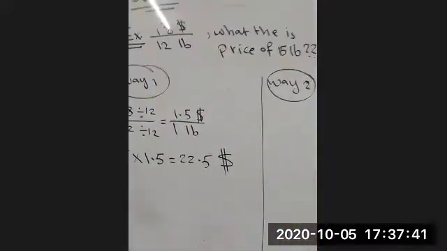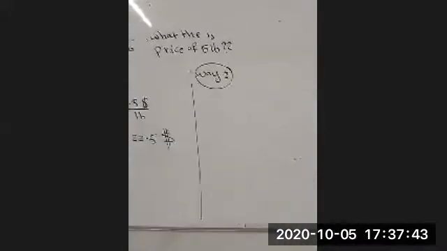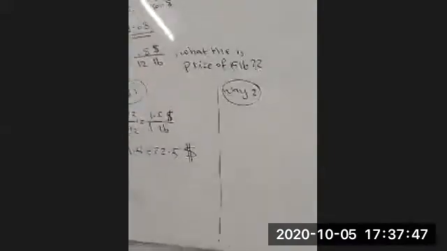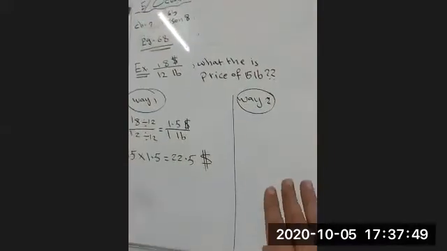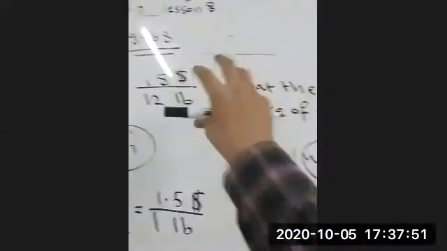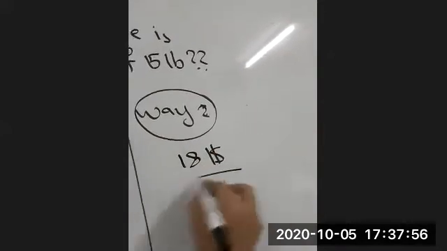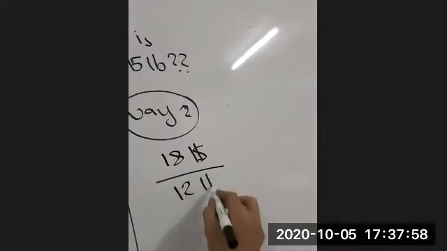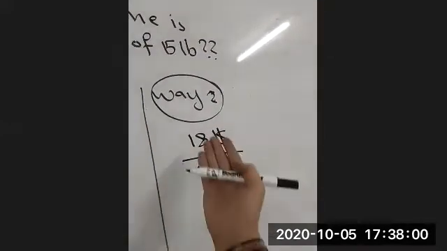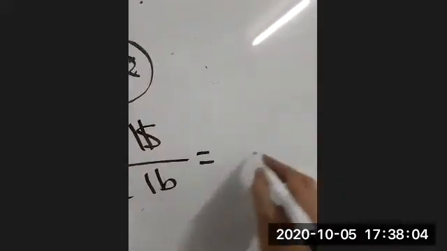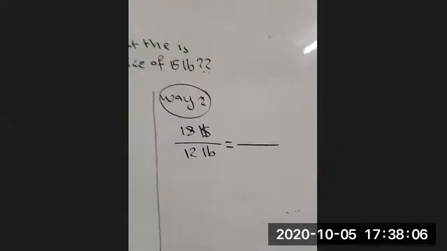Now, this is method 1, or way 1. Way 2, guys, we'll use something we did before, we call it cross product, if you remember. To do way 2, we will take the rate of the question, $18 over 12 pounds, and focus here. The pounds are down and the dollars are up. And we put equal now, and we'll go to the question.